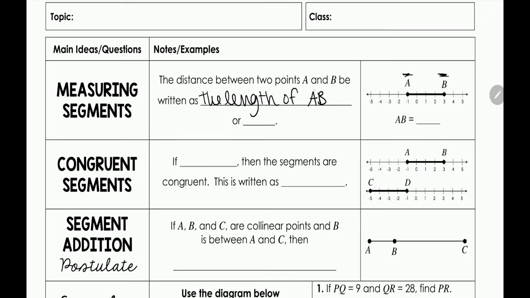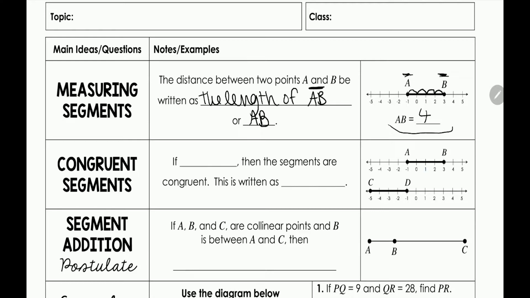And again, when we're talking about a segment, we're going to put the line above them. But if we're not talking about the segment, we're just talking about the length, then we're just going to write AB. So if we count from A to B over here, 1, 2, 3, 4 points. So just AB, how it's written over here without a line over it, is going to be 4. That means the length of AB is 4 units.